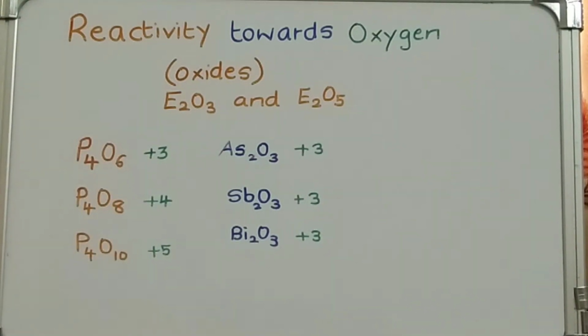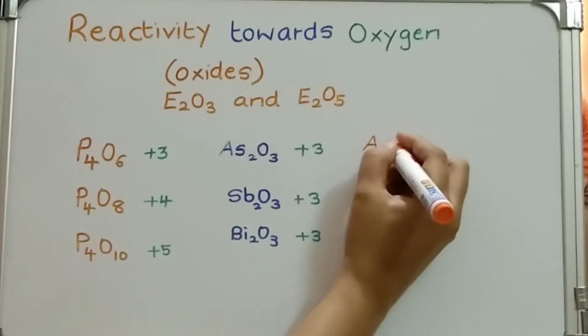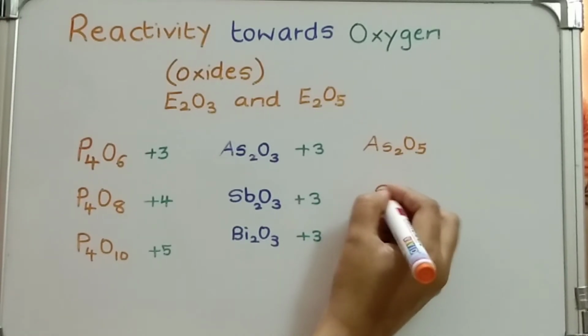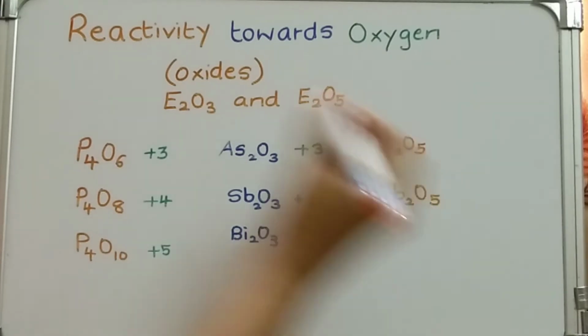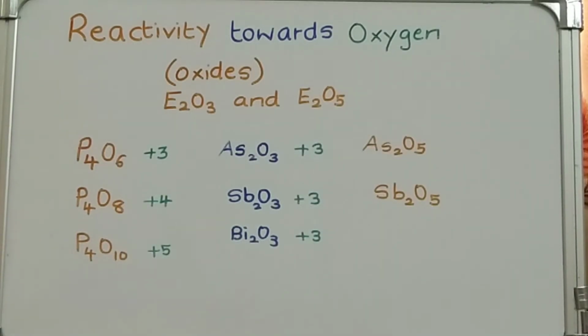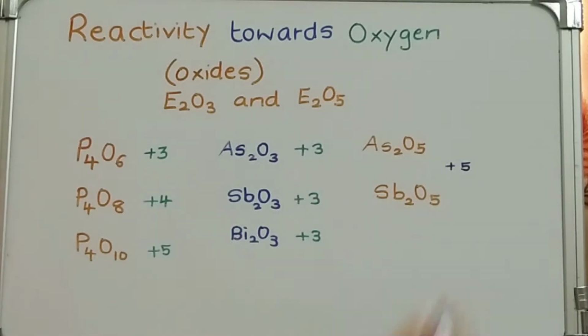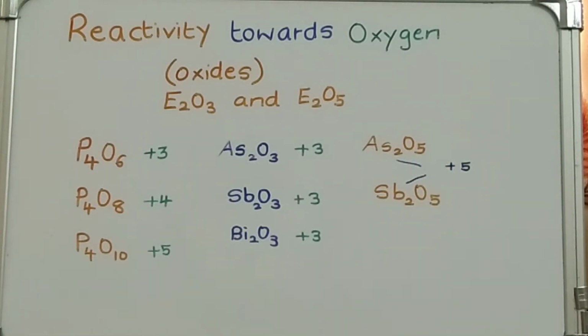Check for the next elements. Arsenic can also form pentoxide As2O5, and Sb can also form Sb2O5. Both will have the oxidation state of +5. So these are the oxides formed by the other elements of the group.